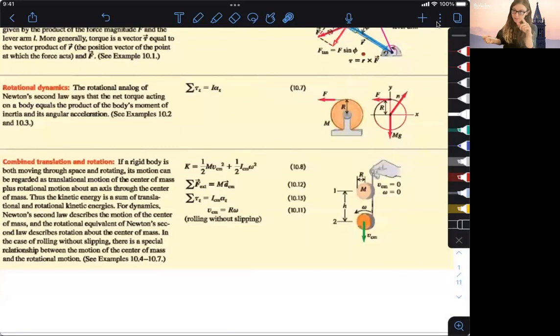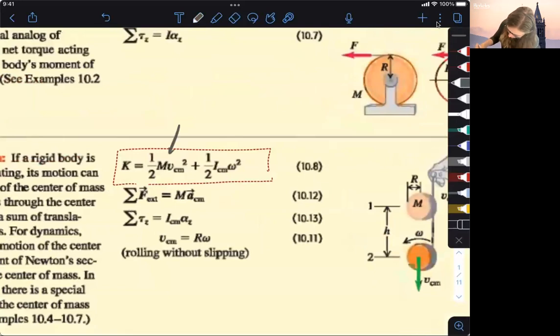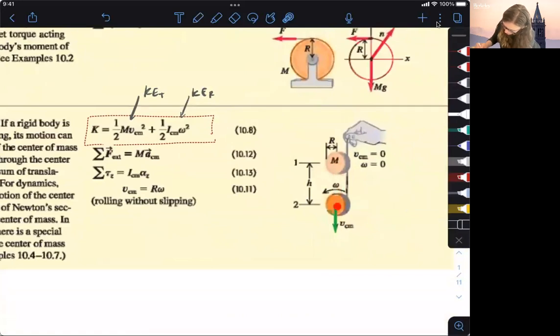If the object is spinning and translating, which means it's moving in a direction and not just spinning in place, then its kinetic energy is equal to the linear translational kinetic energy, and translational just means moving across a plane, like in the x or y direction, plus the rotational kinetic energy. So it has KE rotational and KE translational. That should make sense: if we're spinning and moving, we have both. We have a linear velocity and an angular velocity.